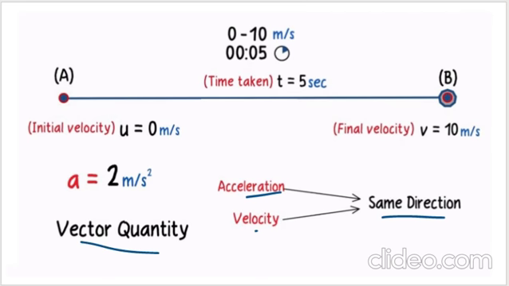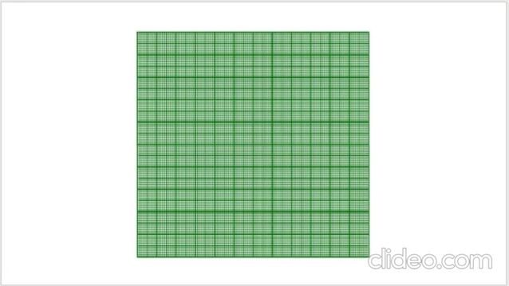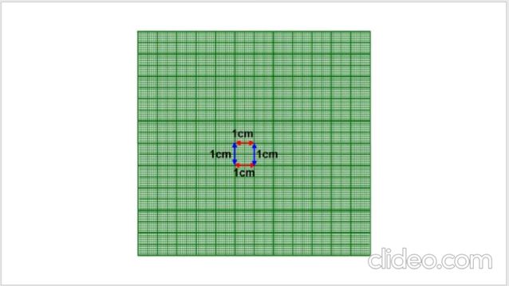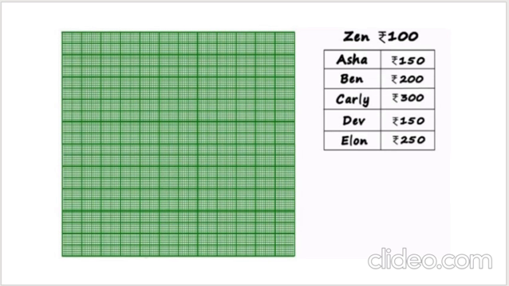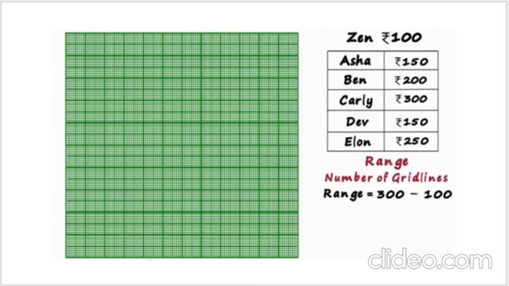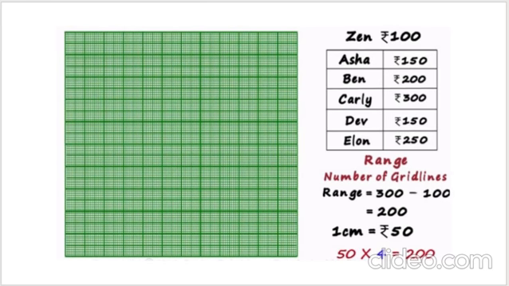And the last topic for our today's session is about graphs. Now graphs in mathematics, let's understand from mathematical visualization. We know that each of these boxes is 1 centimeter square, correct? Let's say that there are 6 people: Zen, Asha, Ben, Carly, Dave, and Elon. They spend this much money. Now, what do I say about the range? Range is the highest minus the lowest. So highest is by Carly and lowest is by Zen. So 300 minus 100 is 200. So the range is 200 over here.